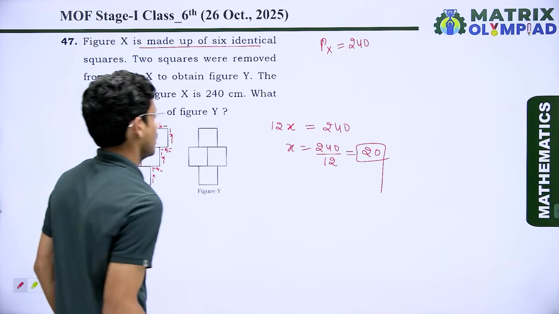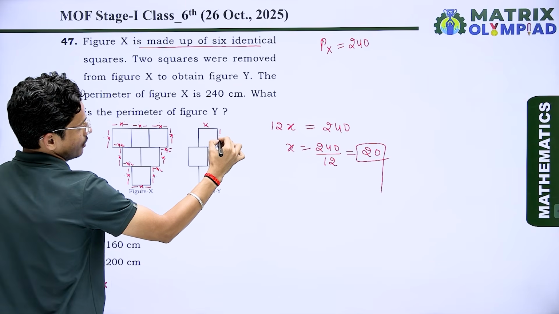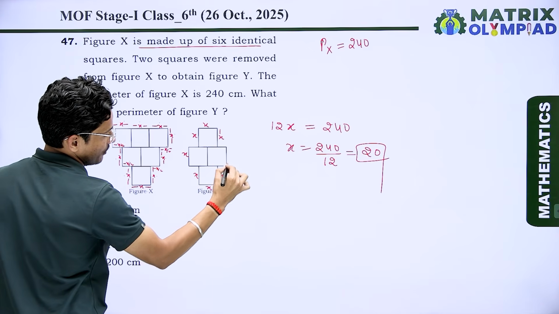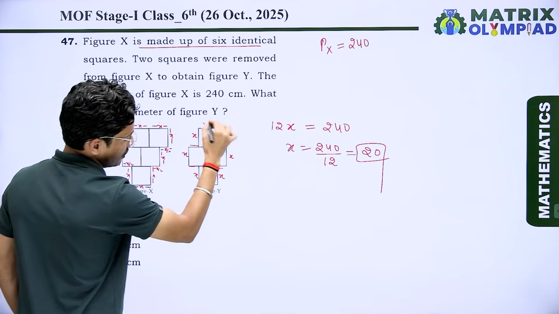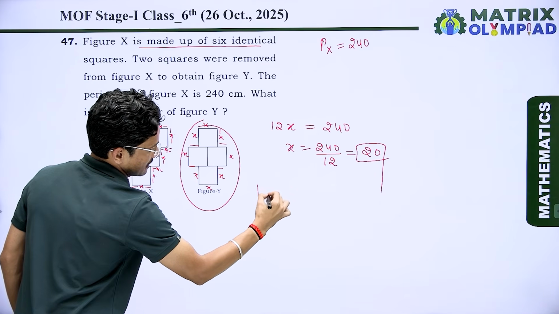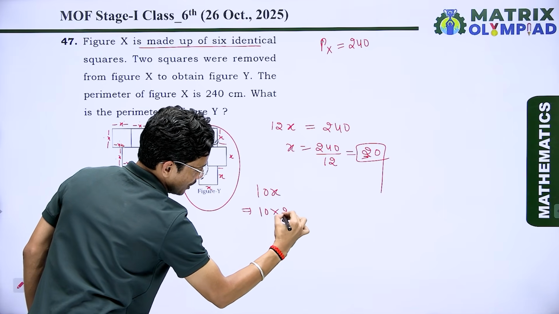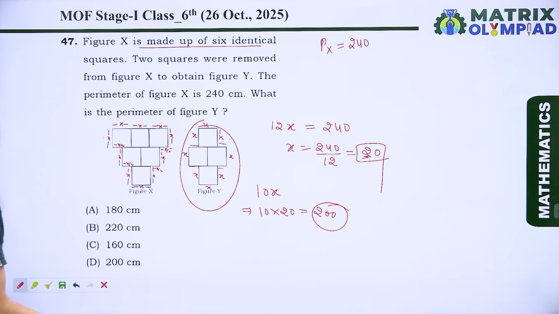That is 20. Okay, so let's check how many sides are here in figure Y. X: 1, 2, 3, 4, 5, 6, 7, 8, and this one is 9, and this one is 10. So the perimeter of figure Y is 10x, and the value of X is 20. So I can write 10 multiplied by 20, that is 200. So we can say that the perimeter of figure Y is 200 centimeter. So option number D is the correct answer.